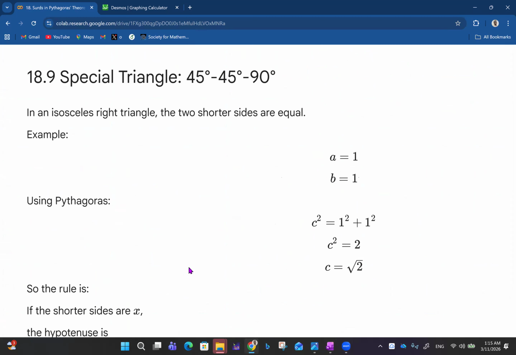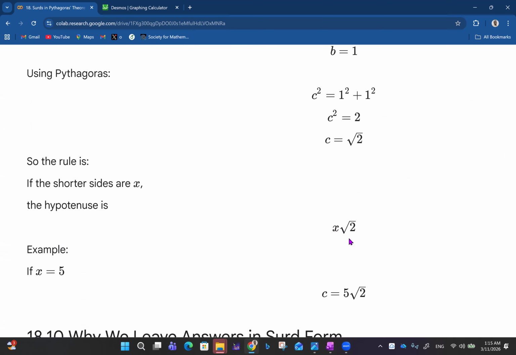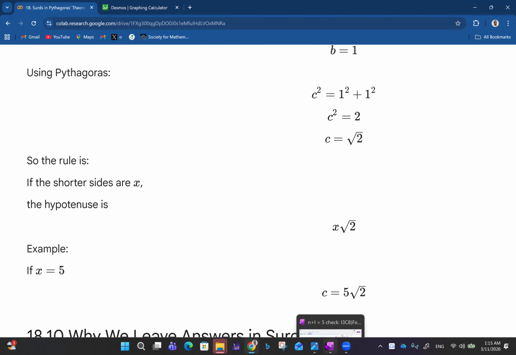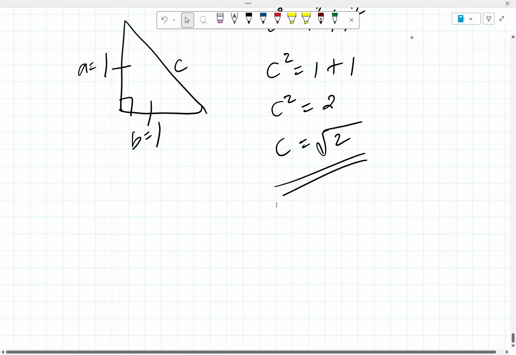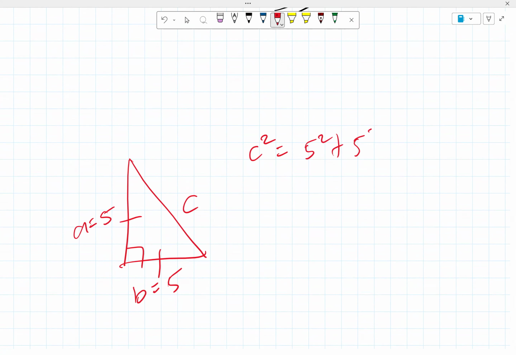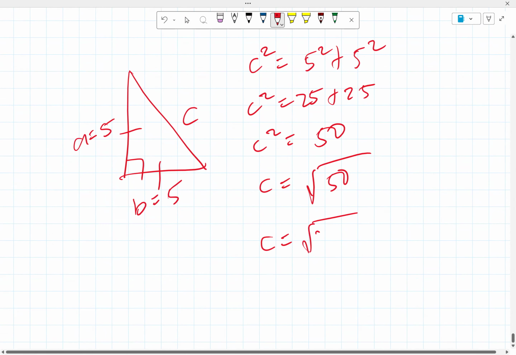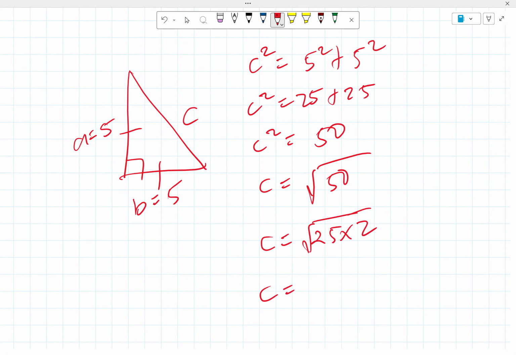Okay. So the rule is, if the shorter sides are x, the hypotenuse is x root 2, generally speaking. Because the shorter sides are 1, we have 1 root 2. That's why we have root 2 here. So for example, if x is 5, imagine instead of 1 here, we had 5. If we had an isosceles right angle triangle, where A is 5 and B is also 5, and we're looking for C, then C squared is equal to 5 squared plus 5 squared. So C squared is equal to 25 plus 25, so C squared is 50. So C is the square root of 50. The biggest square that is a factor of 50 is 25. So that's the square root of 25 times 2. So C is equal to 5 root 2.